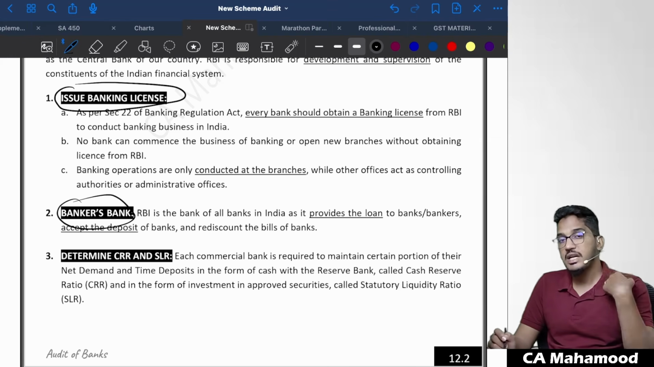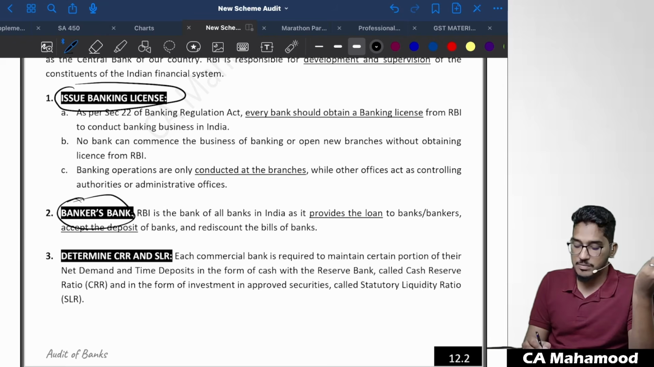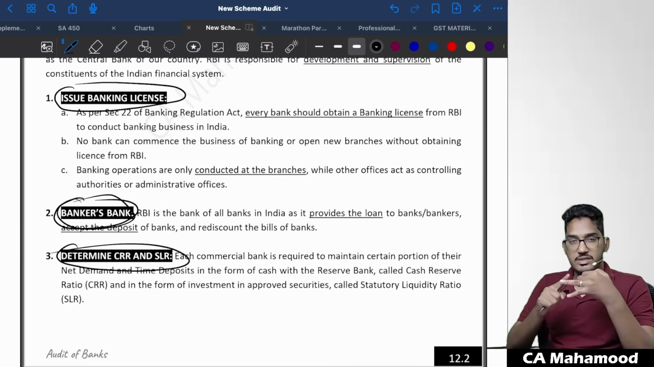They will go to RBI. If we have excess funds, we go to a bank for depositing. If banks have excess funds, where will they go and deposit? With the RBI. So that's why we call RBI the banker's bank. And even RBI has the power to determine the CRR ratio and SLR ratio.